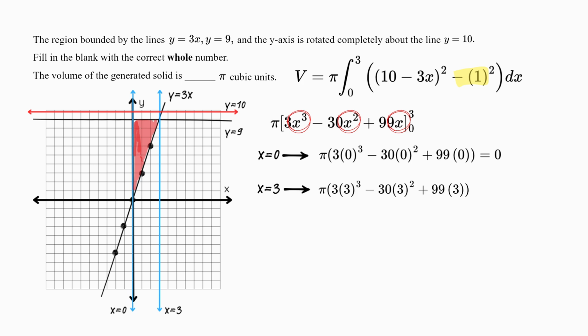Pi times the quantity 3 times 3 cubed minus 30 times 3 squared plus 99 times 3. This is equal to 108. And there it is. The volume is 108 pi cubic units. The key takeaway? Always subtract your function from the axis of rotation if the axis is above the region.